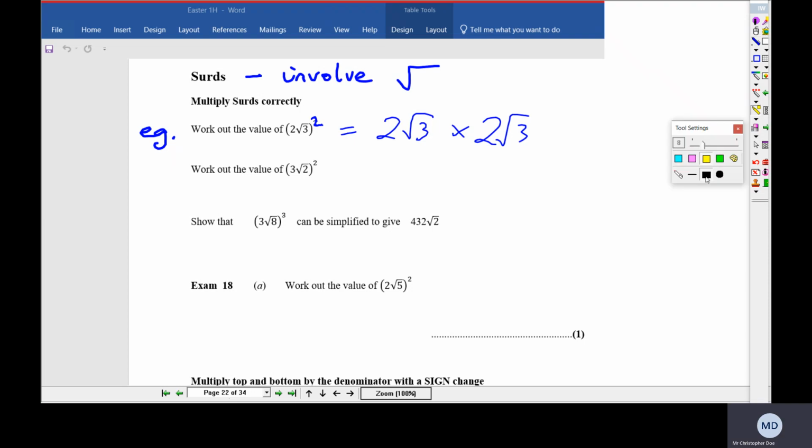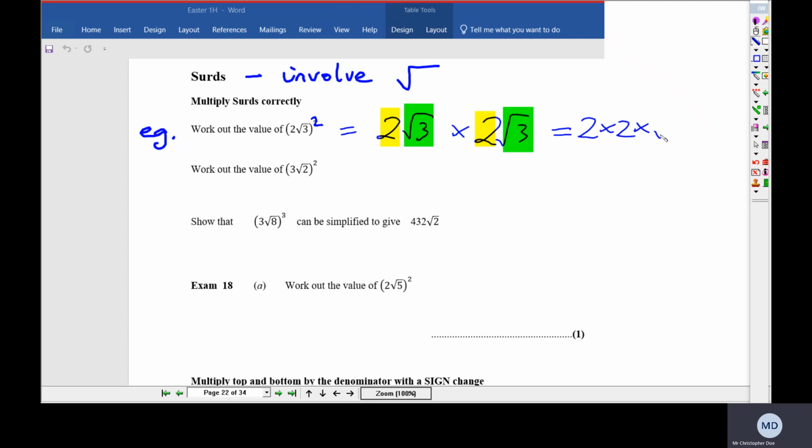The question is, how do we do that? I'm going to highlight the whole numbers in one colour and the surds in another colour. Because not loads of you got this right, I'm going to suggest you multiply the whole numbers first. So you work out 2 times 2, which is very easy. But don't try and rush it all and do it in your head. So do the whole numbers first.